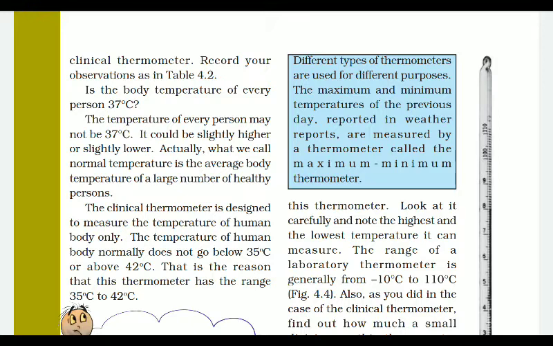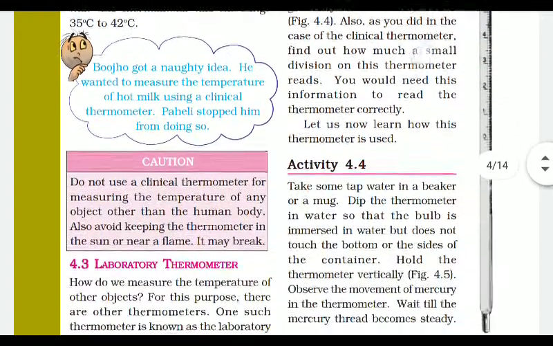So 37 degrees Celsius is not the exact temperature that every human has, but it's the standard. The clinical thermometer is designed to measure the temperature of a human body only. The temperature of a human body normally does not go below 35 degrees or above 42 degrees Celsius. That is the reason this thermometer has a range between 35 and 42 degrees Celsius.